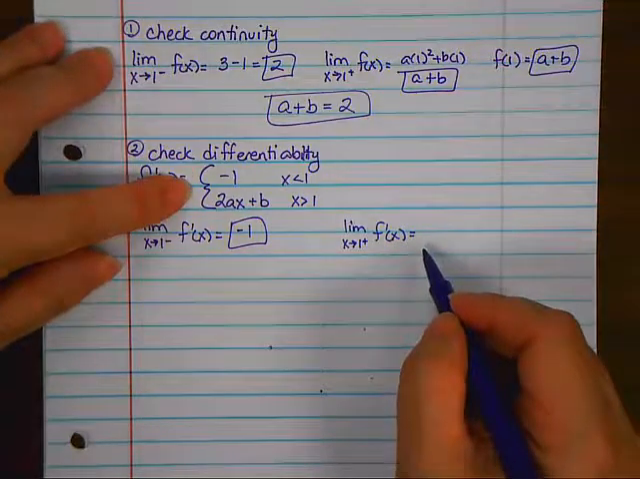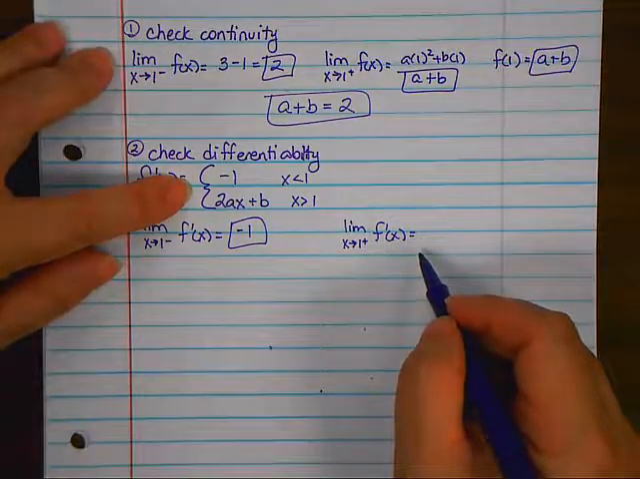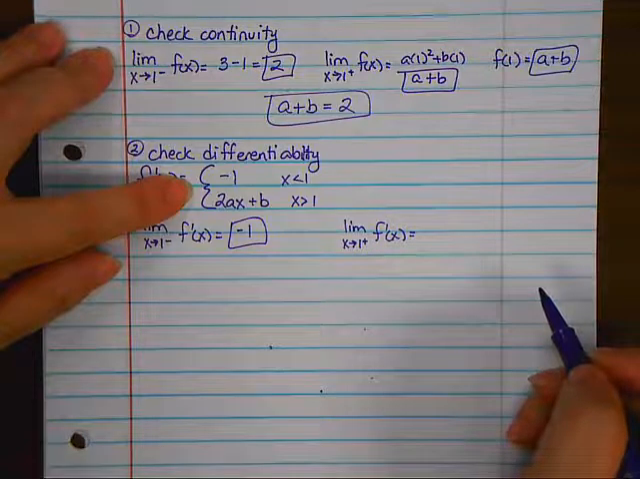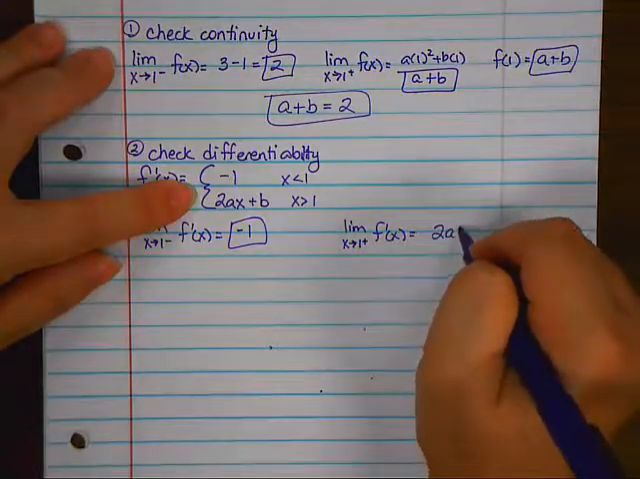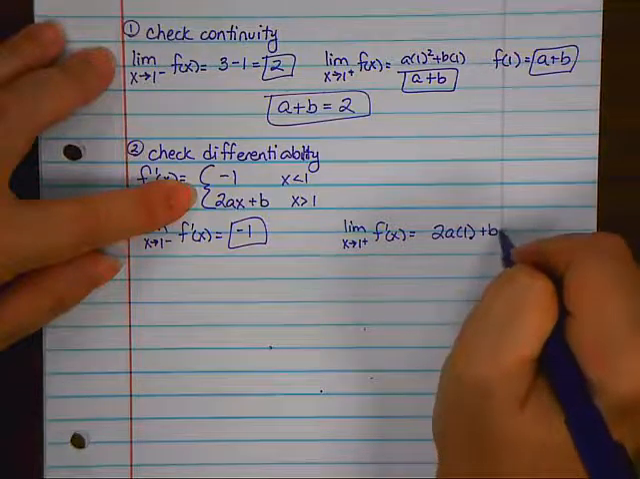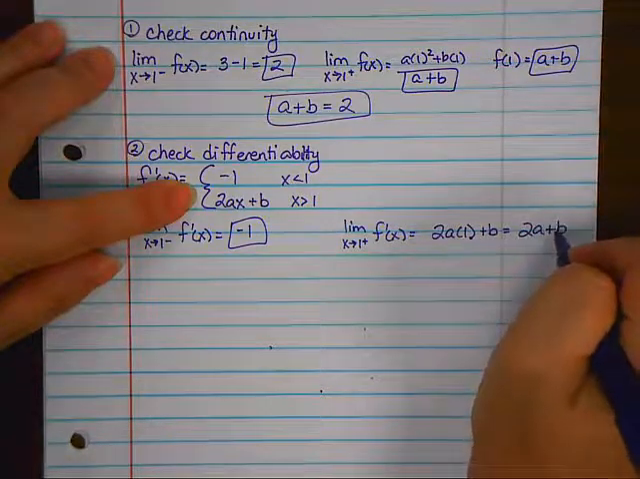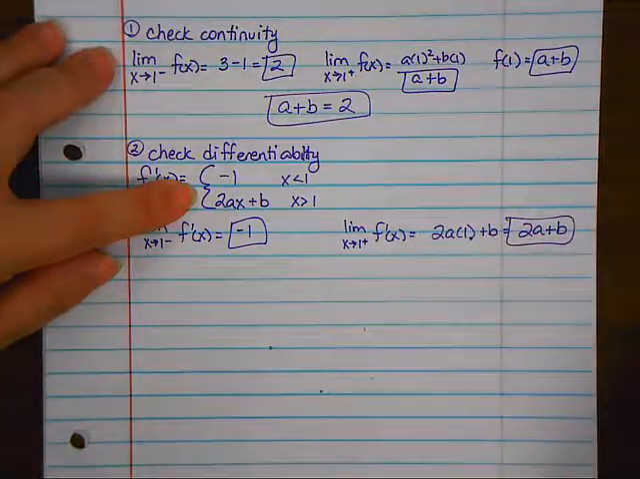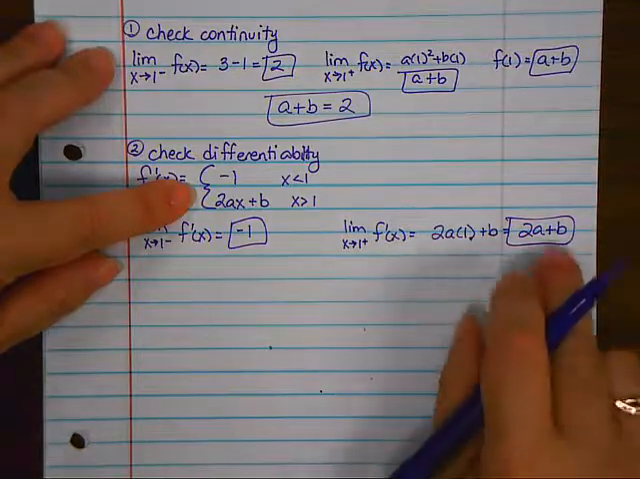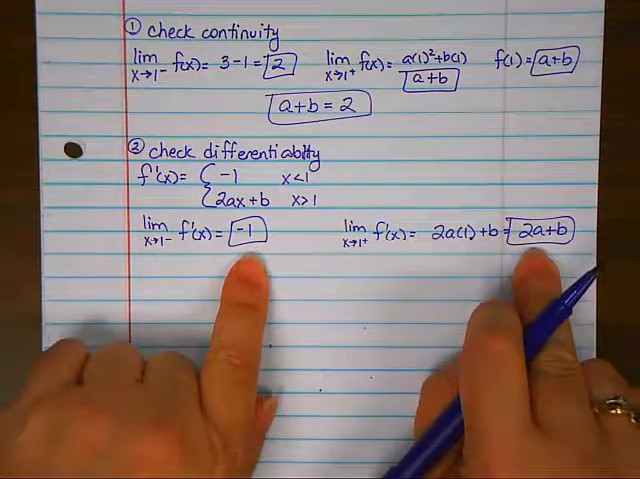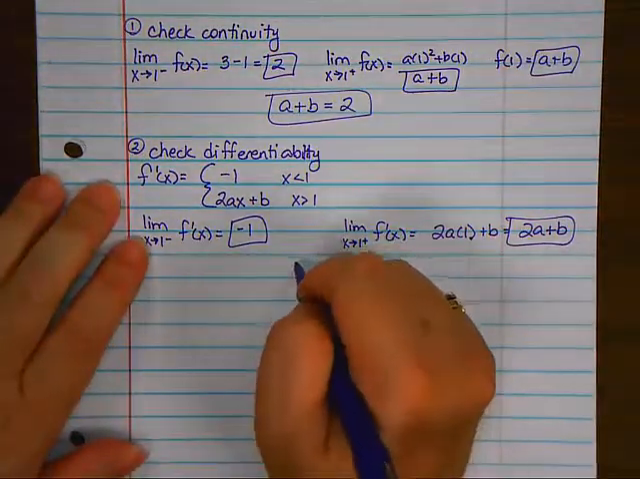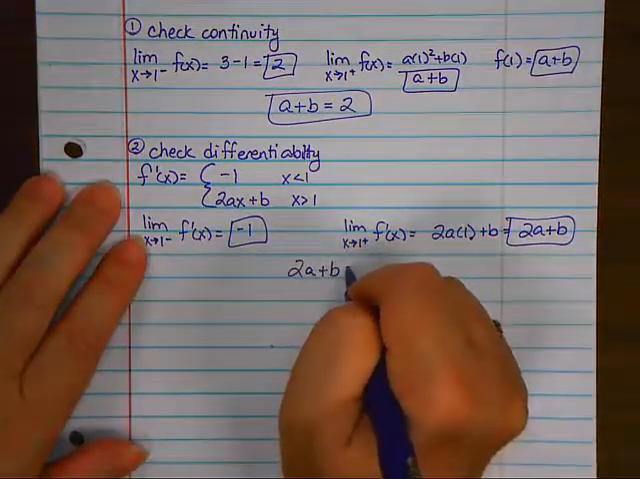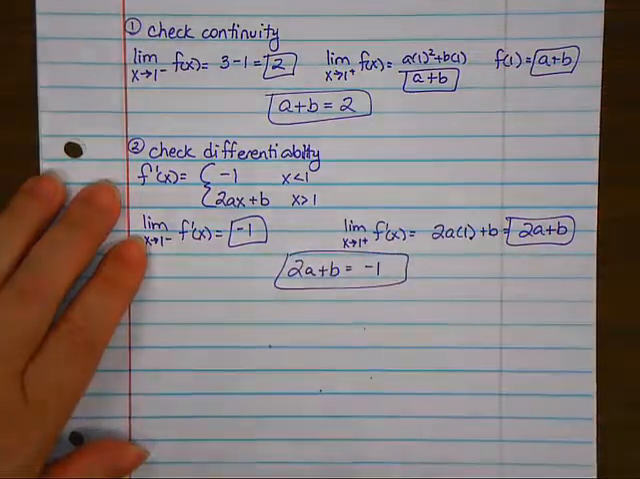All right, carefully. What are we plugging 1 in for again? X. So this is going to be 2a times 1 plus b, which is 2a plus b. Okay? So in order to be differentiable, what do these two things have to be? Equal to each other. So our next math sentence says 2a plus b equals negative 1.